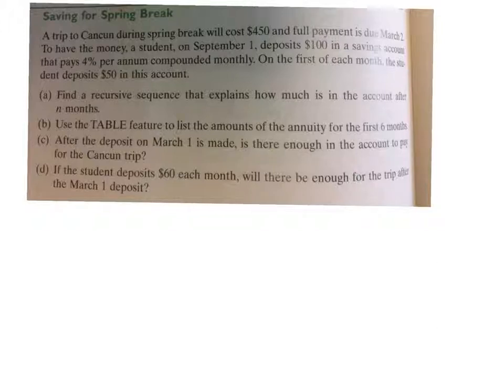So you get 4% per year, but it's compounded monthly. And on the first of each month, when that compounds, you're adding $50 more into the account. So you're adding money into the account and you're earning interest at the same time. So you're really trying to grow this account. The first thing we want to do is set up a recursive sequence. A sub naught in this case is just the initial amount that we started off with, which is $100.